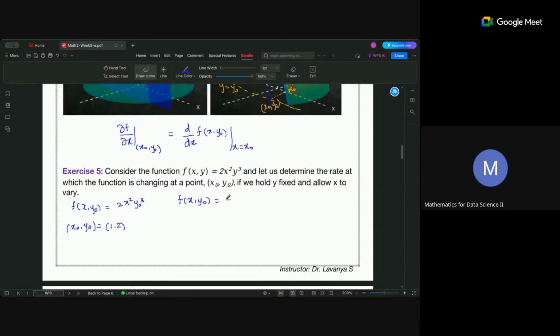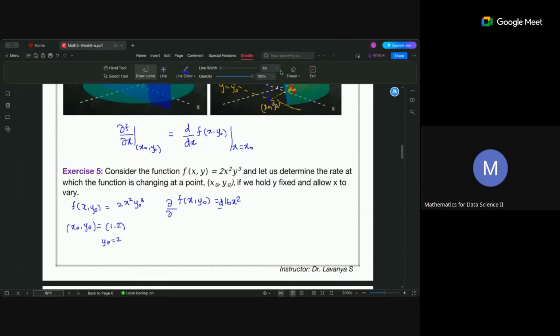It is simply 2x squared y naught cube. So 2x squared times y naught cube. Your y naught is 2, so 2 cubed is 8. 2 times 8 is 16. So you have 16x squared, right? So now you are going to take dou by dou x.